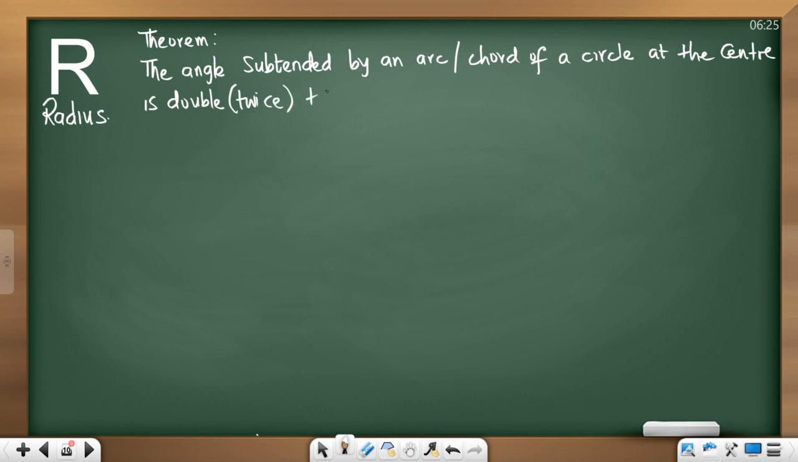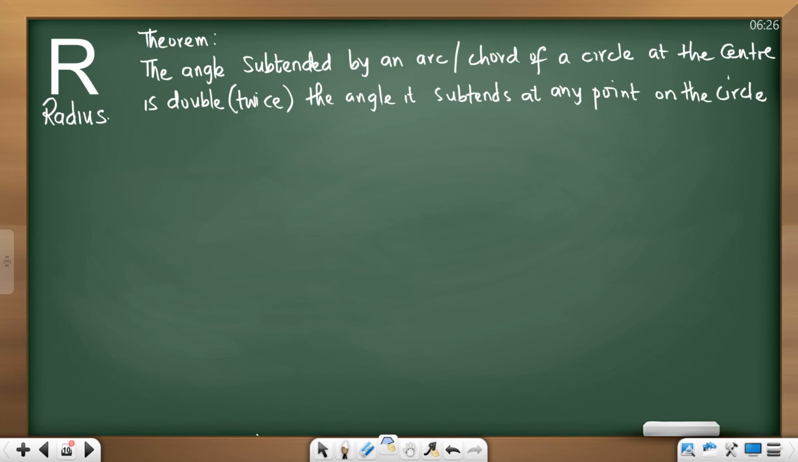All right. The angle it subtends at any point. Watch this, there's a key here that I need us to take note of. On the circle. Not just any point, but it must be on the circle. Okay. Now, what do we mean? Quickly, let me explain that to us.